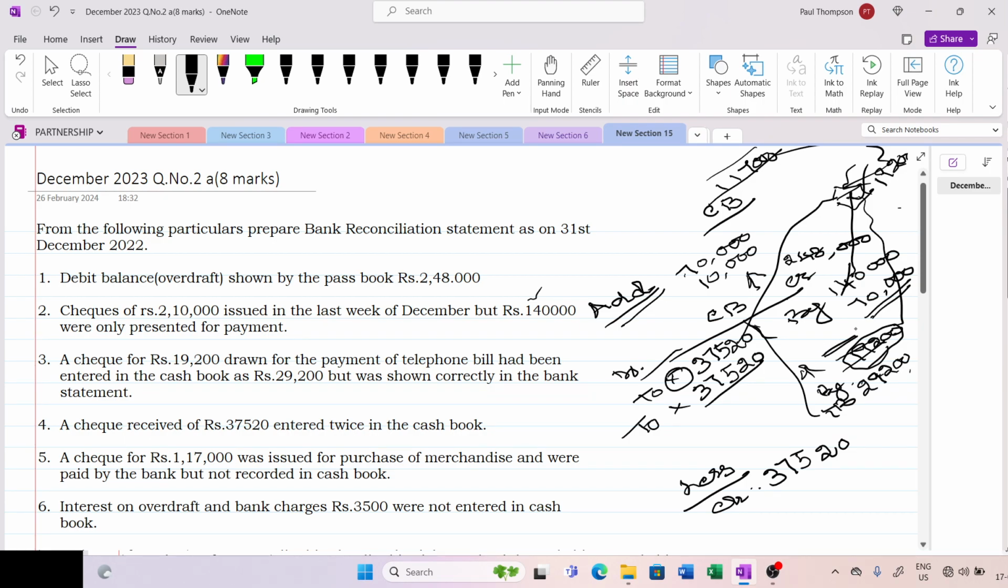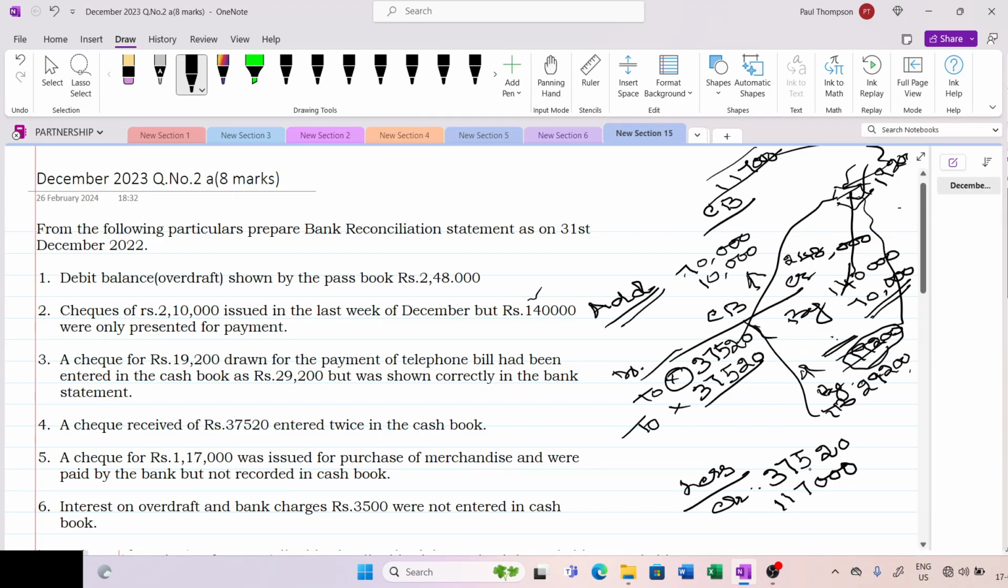Then what would have happened? My overdraft would have gone up. But what actually happened? I forgot to write here. When I didn't write anything here, it means I am not increasing my overdraft. Rather, I am decreasing my overdraft by not writing on the payment side. Okay, so 1,17,000 as per my cash book is not increasing my overdraft. It is decreasing my overdraft because I forgot to write on this side.